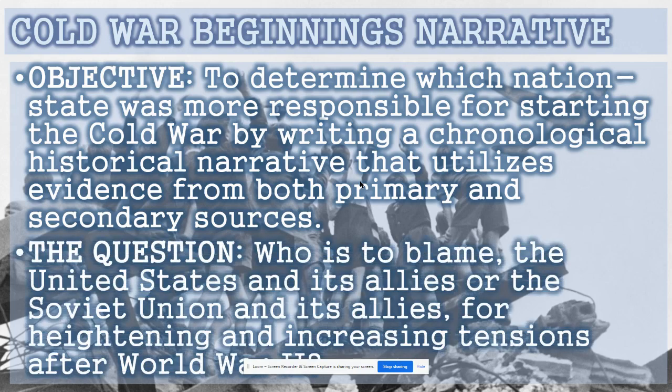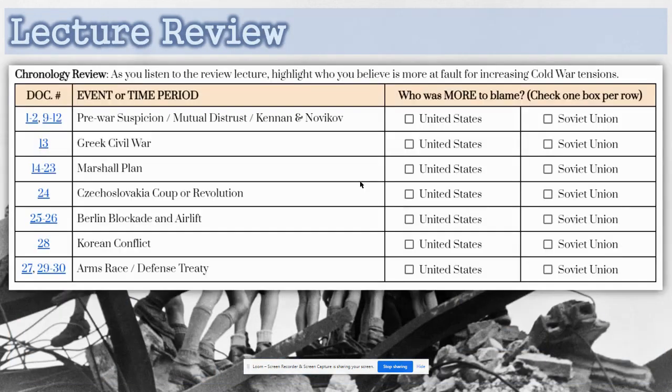And we need to answer the question: who is to blame, the US or the Soviet Union, in heightening and increasing tensions after the Second World War? Because this is a narrative essay, what we want to do is put events in sequence, more or less logically, from one event to the next, sometimes chronologically, sometimes by theme. What's written here, if you open up the document, is a series of either events or various time periods.